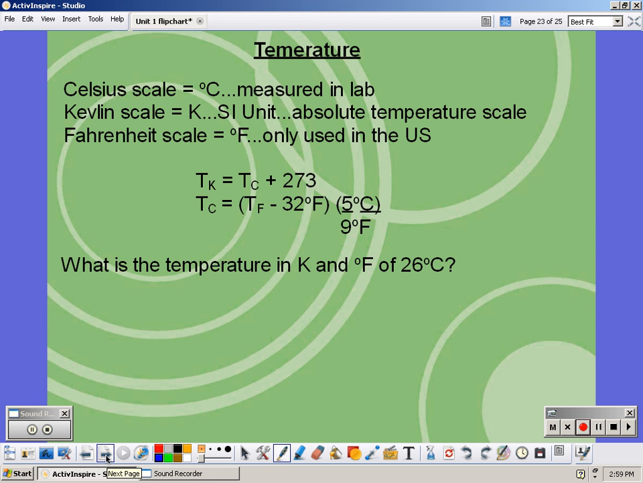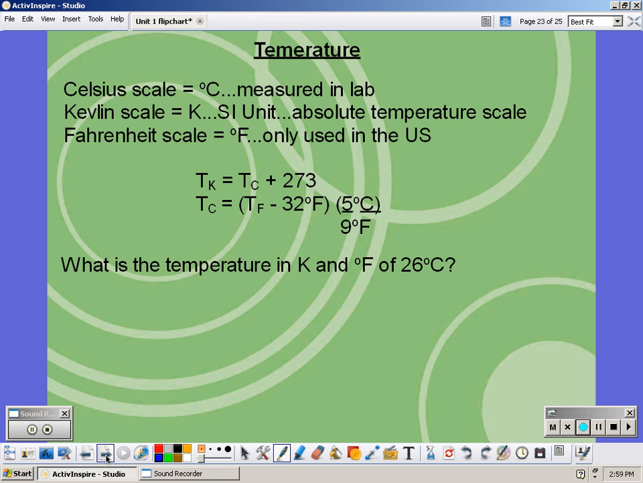Temperature. There are 3 different temperature scales that we talk about. Celsius, which is what you measure with your thermometer in the lab. The Kelvin scale, which is actually the SI unit. It's the SI unit because it's the absolute temperature scale, which means Kelvin is the only scale that actually starts at 0. 0 Kelvin is the absolute lowest temperature there can be. That would be negative 273 degrees Celsius, so it's incredibly cold. Fahrenheit is only used in the United States.